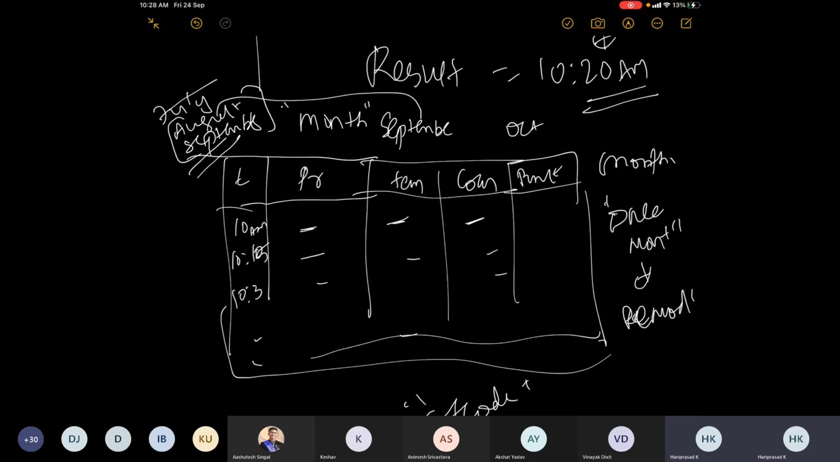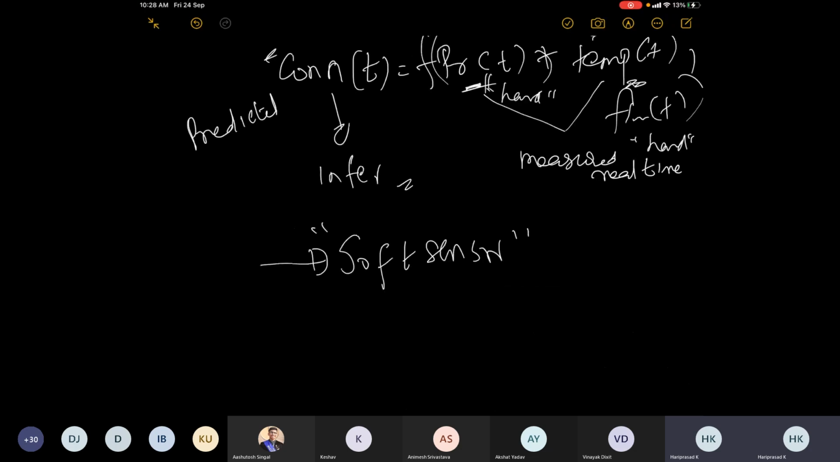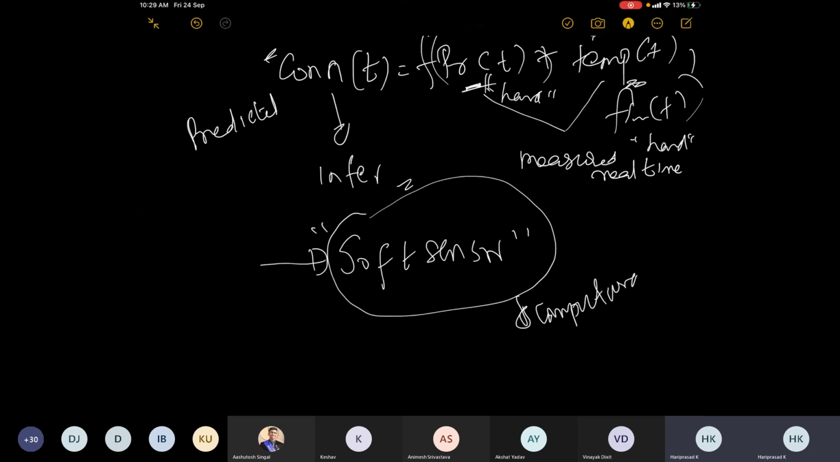This is, of course, for illustration purpose. You may have more months, maybe at least a year-long data or even more. So older data you keep on discarding, newer data you keep on appending into the list, and finally you develop the model, and that could be used for soft sensing. The effect here is it is only computational. There is no hardware investment.